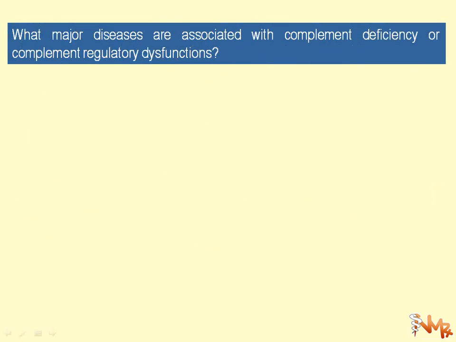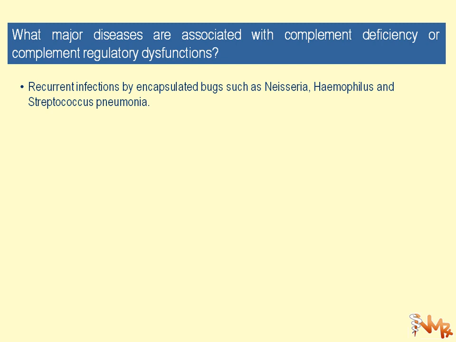So what major diseases are shown to be associated with complement deficiency or complement regulatory dysfunctions? Recurrent infections by encapsulated bugs such as Neisseria, Haemophilus influenzae, and Streptococcus pneumoniae are the top 3 in the list. But there are a lot more other encapsulated bugs in the list. The list can go on further. For instance, you can include E. coli and, let's say, Klebsiella also into the mix.